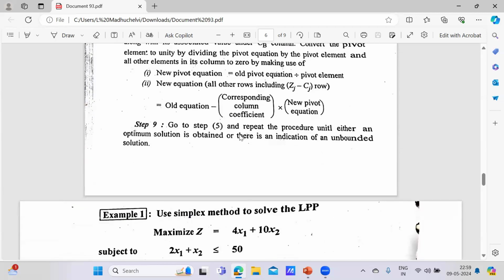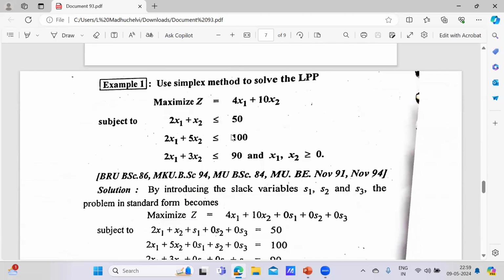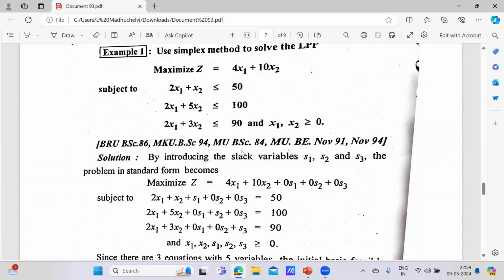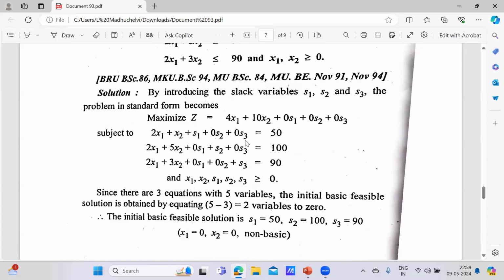Now, let us see an example using the simplex method to solve the LPP. The problem is: maximize Z equal to 4x1 plus 10x2 subject to 2x1 plus x2 less than or equal to 50, 2x1 plus 5x2 less than or equal to 100, 2x1 plus 3x2 less than or equal to 90, and x1, x2 greater than or equal to 0. Then, what is the first step?